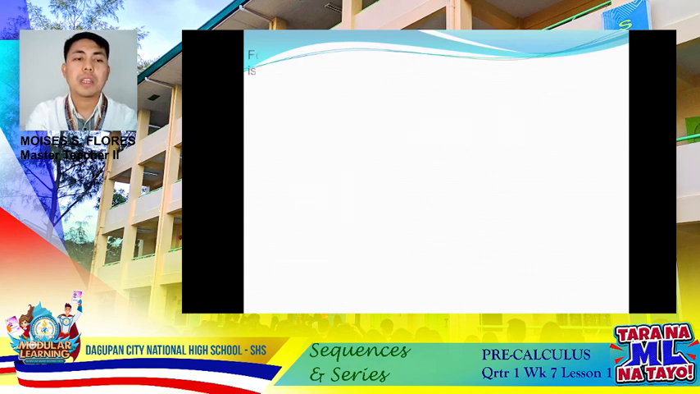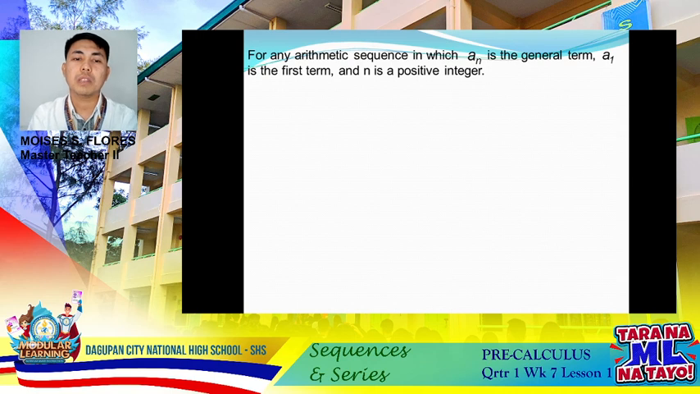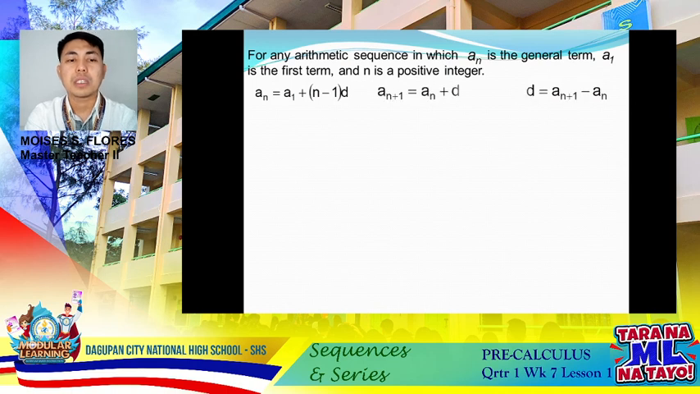Another concept in arithmetic sequences is the formula where a sub n is the general term, a sub 1 is the first term, and n is a positive integer. We have a sub n equals a sub 1 plus the quantity n minus 1 times d. Again, a sub n denotes the general term, a sub 1 is the first term, n is a positive integer, and d is the common difference. We can derive other formulas to be used in our succeeding lessons.